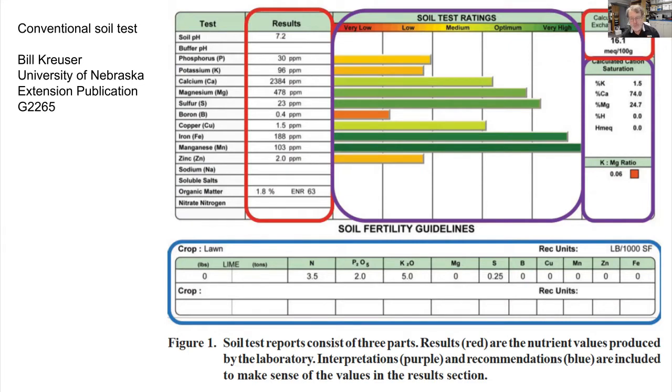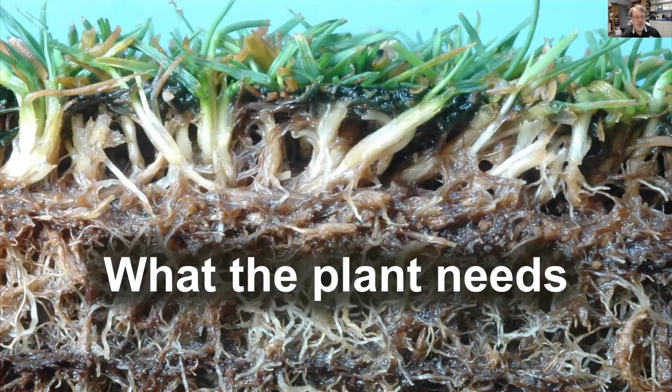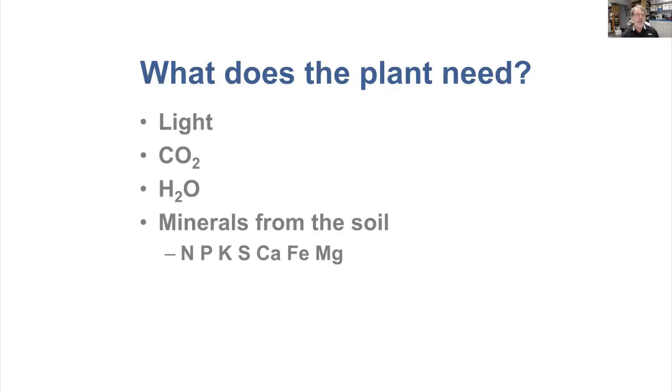So that's one of the keys that we're trying to zero in on with MLSN, is how do we figure out what the plant needs based on how much nitrogen you're going to apply. So there you go. What the plant needs.